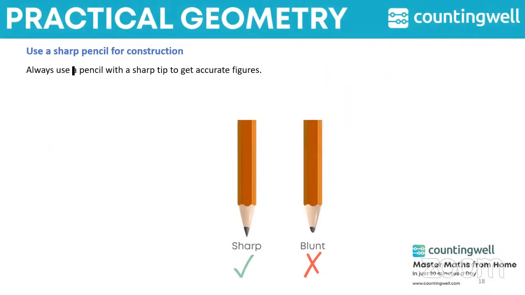Now let us see how using a sharp pencil is important for construction. It is important because you have to get accurate figures. So using a sharp pencil will give you accurate figures, and a blunt one will give you inaccurate angles as well.